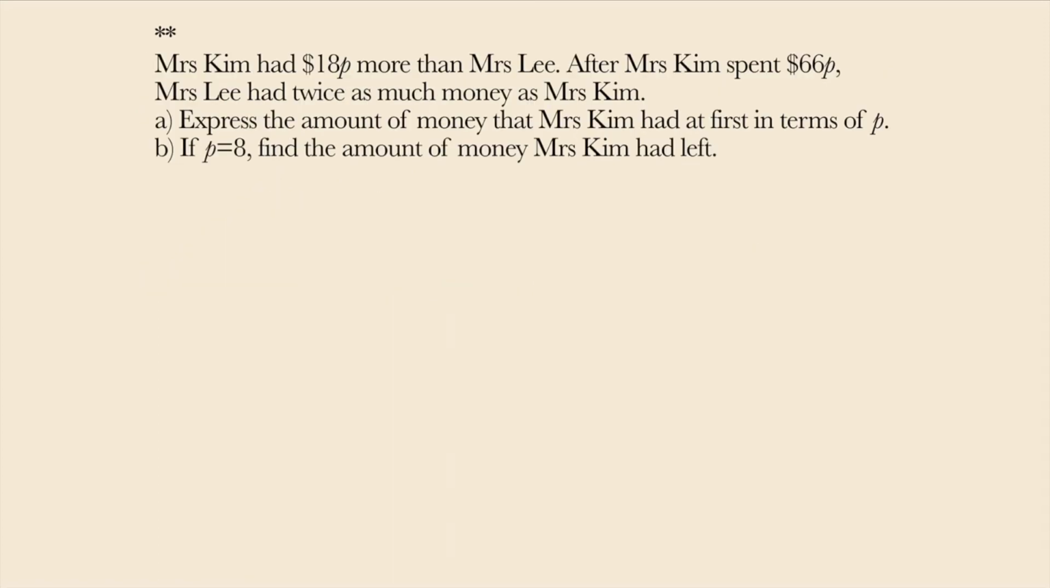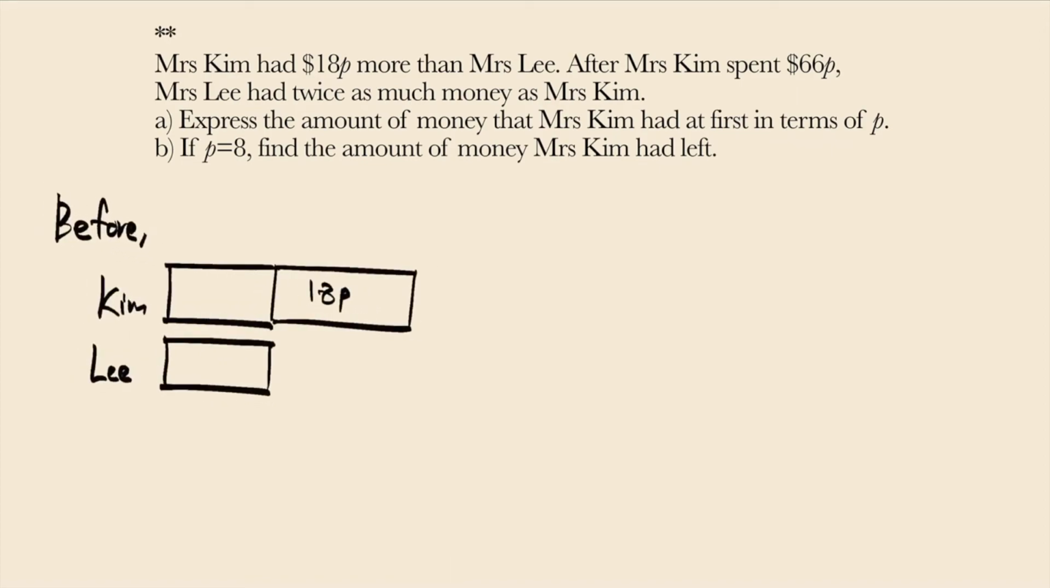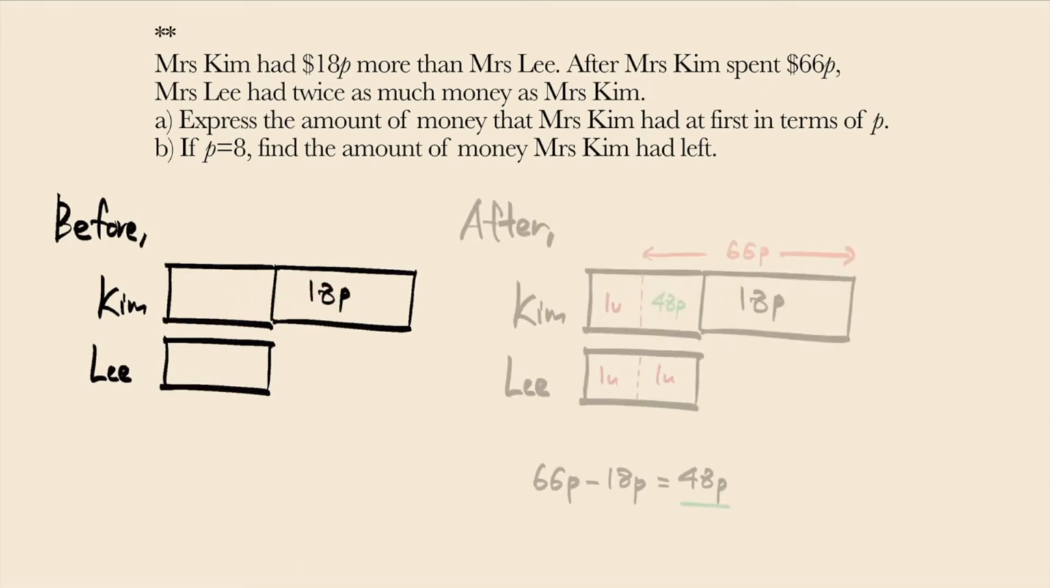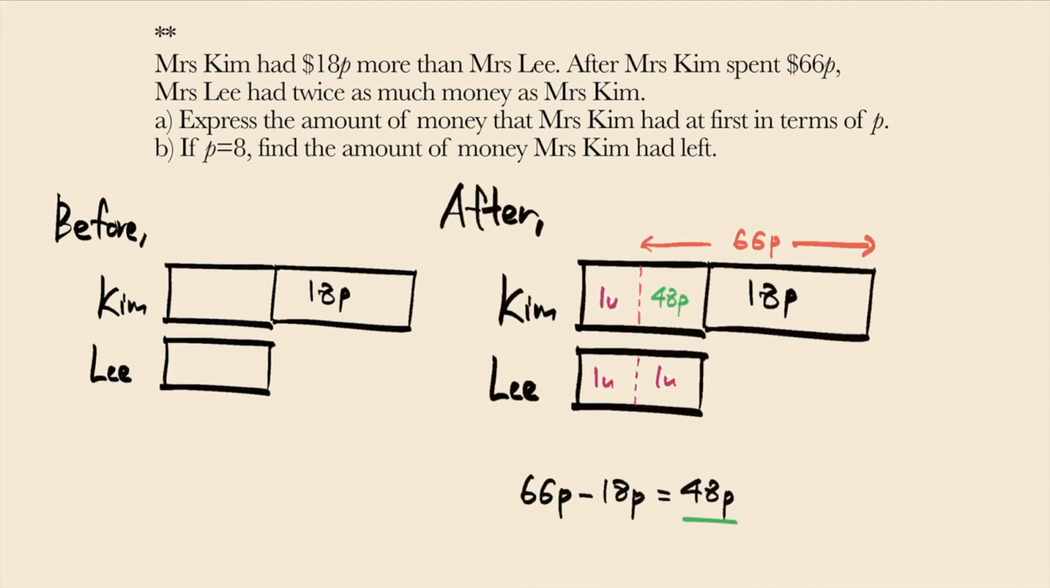Mrs. Kim had 18p dollars more than Mrs. Lee. So looks like there will be a spending here, and Mrs. Lee had twice. Okay, so it looks like one side will be unchanged. So let's show a model here. Mrs. Kim, 18p more than Mrs. Lee. Let's show Mrs. Kim spending 66p, shall we? Now, if this is going to decrease by 66p, that's way more than 18p, isn't it? So to show that, I'm gonna draw a red arrow here to show 18p given away, or rather spent.